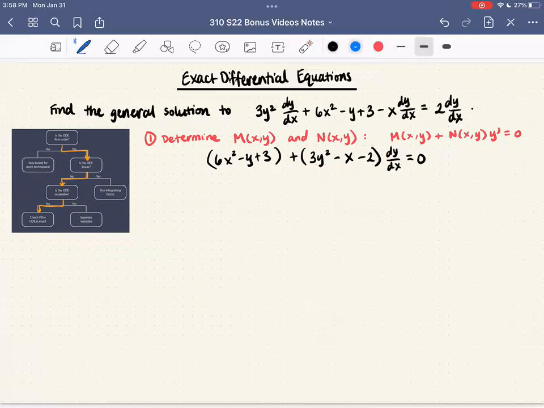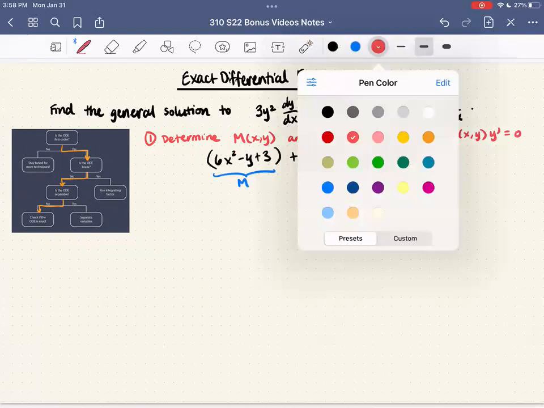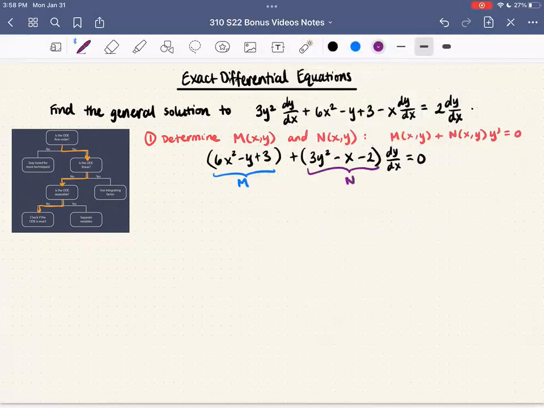So in this case, M is here, N is here. Now, if our differential equation is exact, then M would be equal to the partial of psi with respect to x, and N would be equal to the partial of psi with respect to y. So just keep in mind, if the equation is exact, that's kind of the situation we're in.